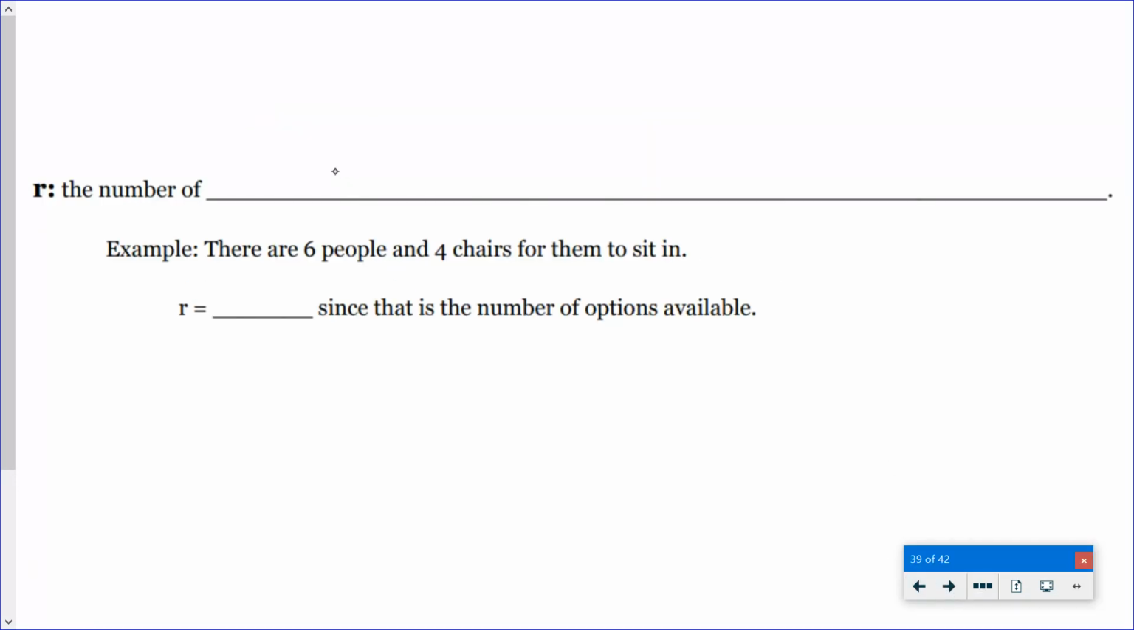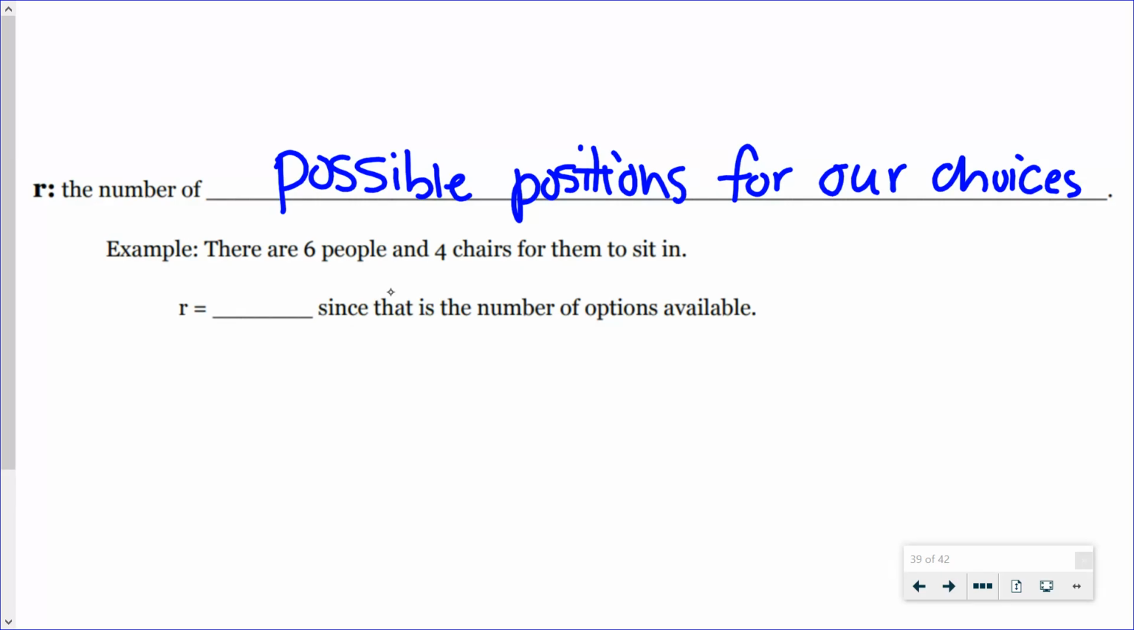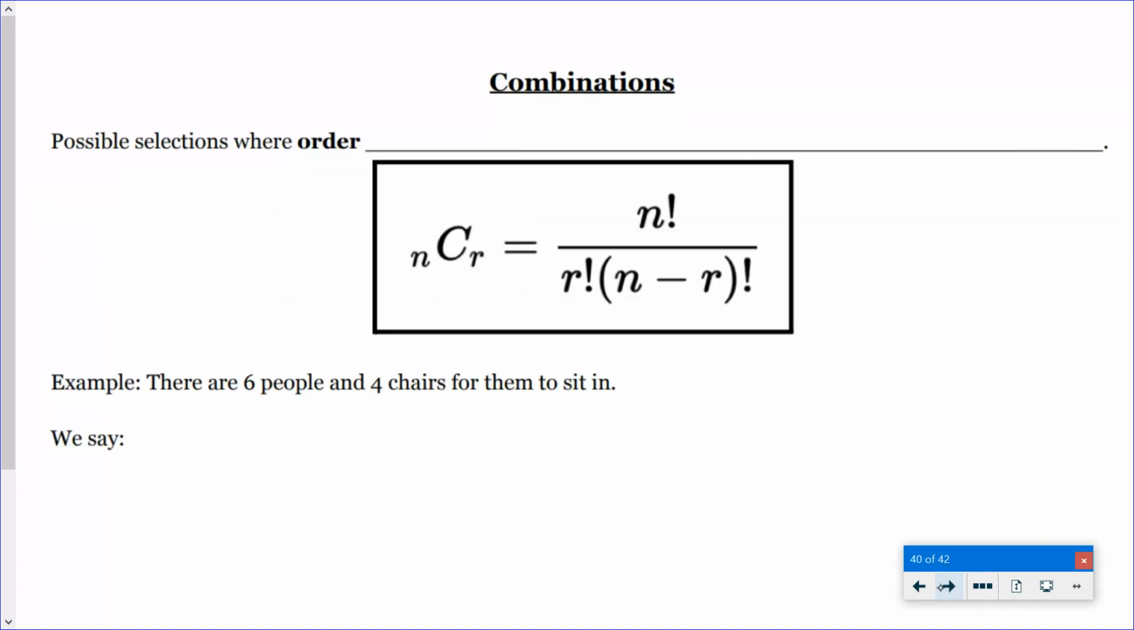And lastly, we have r. r is the number of possible positions for our choices. What are we trying to fit our choices into? And so in our example, there are 6 people and 4 chairs for them to sit in. The 4 chairs are the options available. Okay? That's where they're going to sit. That's where we need to fit the 6 people in and what we're trying to find those combinations for. So we'll do an example that uses this.